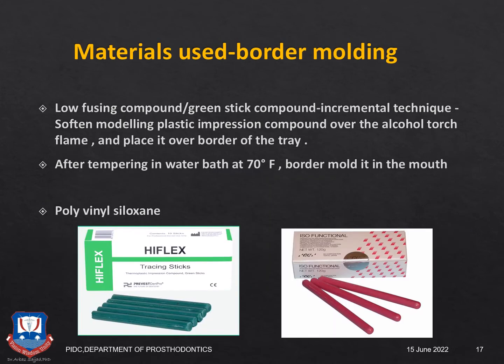So here are the materials. Generally we use low fusing green stick compound. These are some examples of it. It is tempered in a water bath at 70 to 90 degrees centigrade and then adapted over the borders of the denture, and then the operator does the various functional movements for the patient to record the limiting structures. And as I mentioned, we can also use polyvalent siloxane or polyether. Another example is isofunctional compound sticks from GC, which are also like green stick compounds and also used for border tracing.